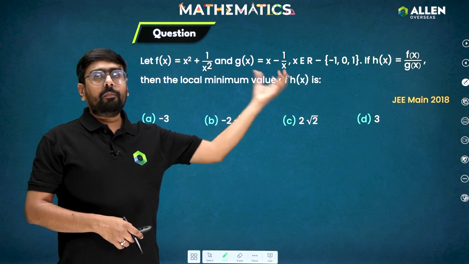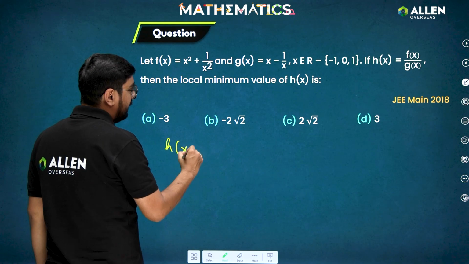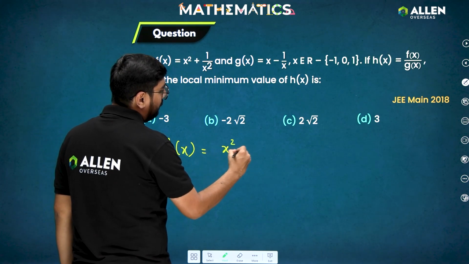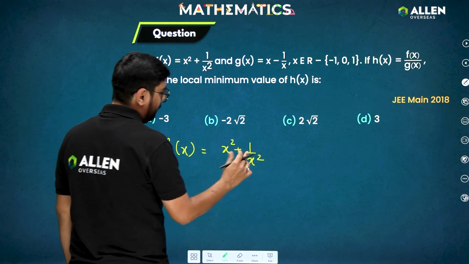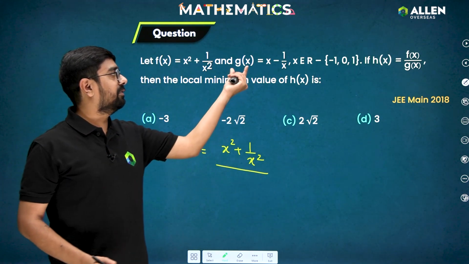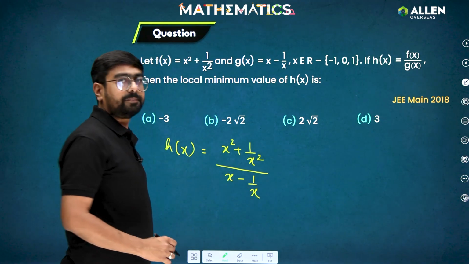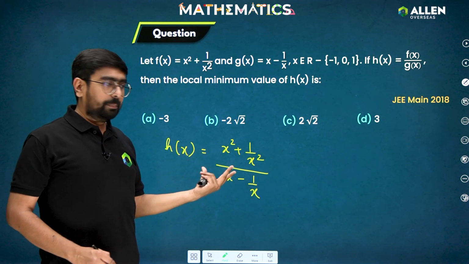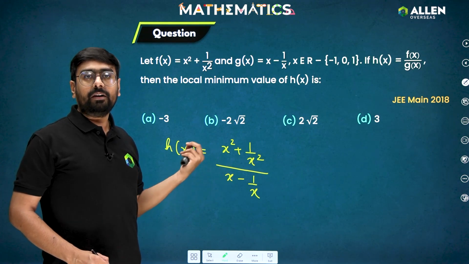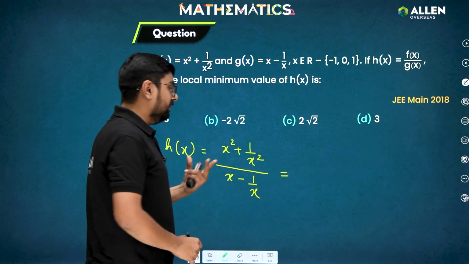Now, they are talking about h of x. They've clearly mentioned h of x is f of x divided by g of x, where f of x is x square plus 1 by x square. What is g of x? g of x is x minus 1 by x. Now I have to simplify it a little bit to perform the first derivative test. So how can we simplify this?